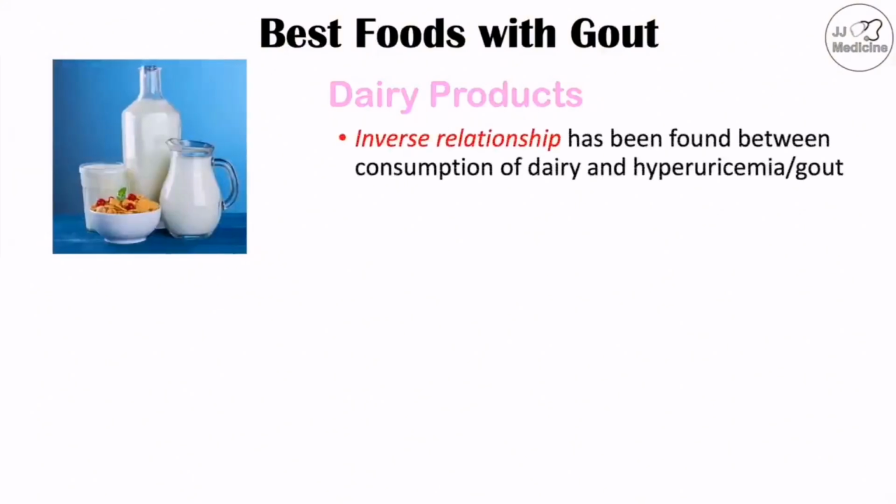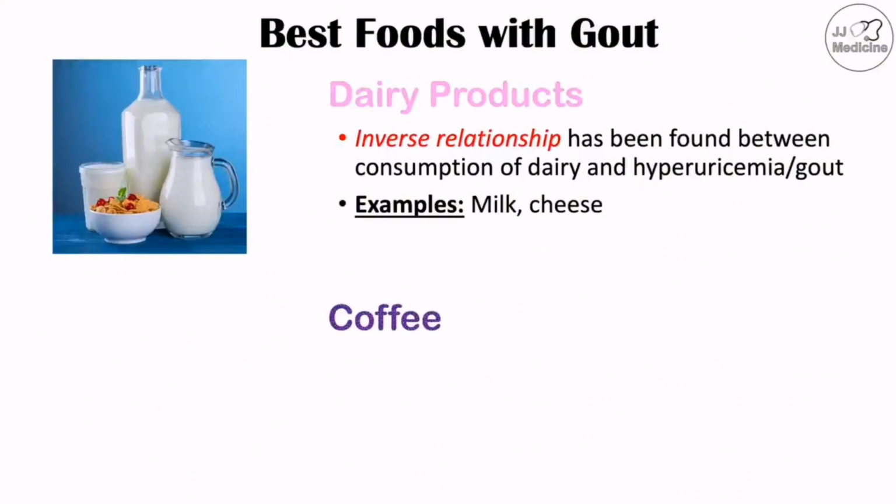Some other dietary selections that can be beneficial if you have gout include dairy products. There does seem to be an inverse relationship between consumption of dairy and hyperuricemia and gout. So inverse relationship means that as you increase the consumption of one, the risk of the other goes down. So if you increase your consumption of dairy products, your risk of hyperuricemia and gout goes down. And if you decrease your dairy products consumption, your risk of hyperuricemia and gout goes up. So there's an inverse relationship here. This is an association, so it doesn't necessarily imply causation. And some examples of dairy products include milk and cheese.